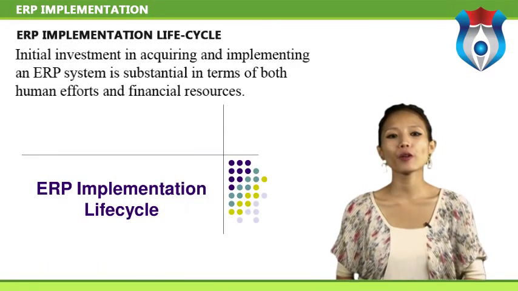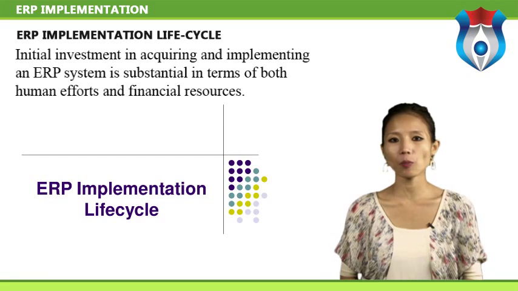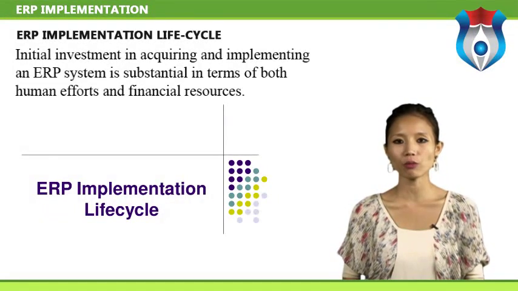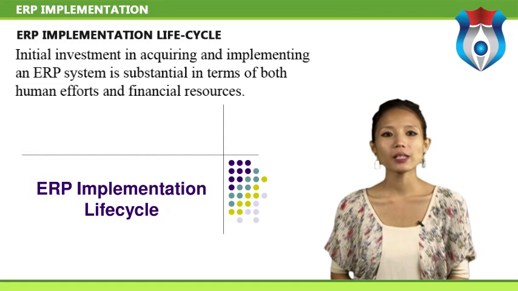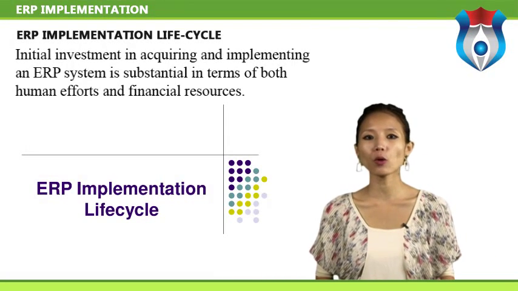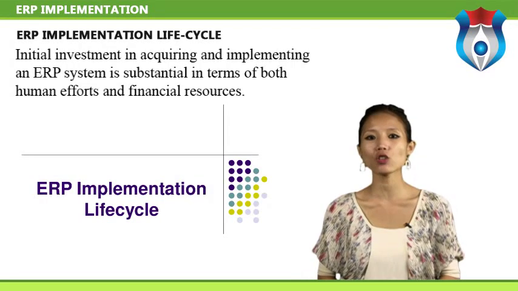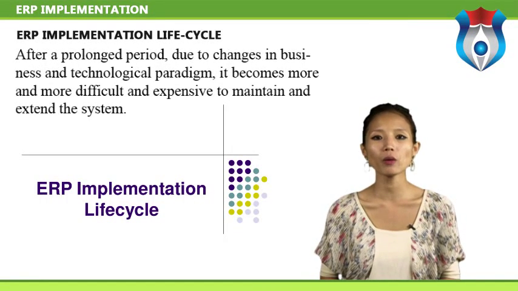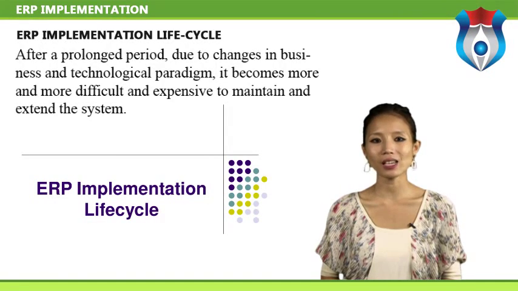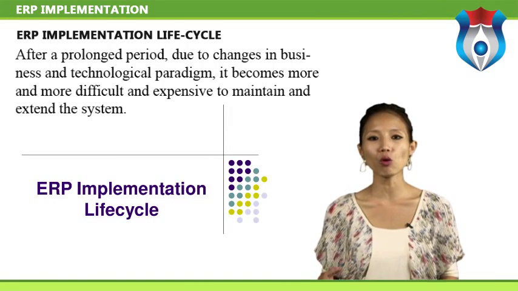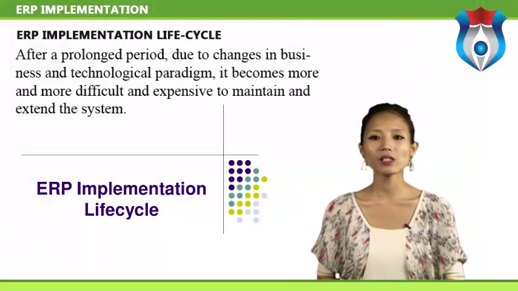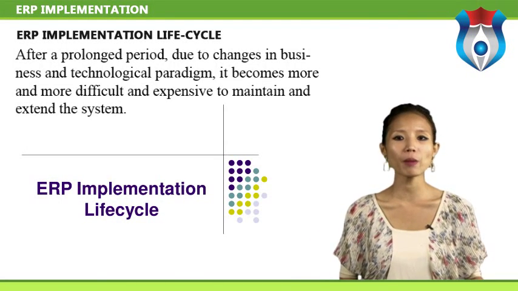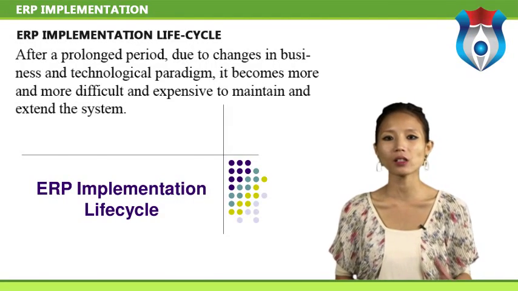Initial investment in acquiring and implementing an ERP system is substantial in terms of both human efforts and financial resources. After successful implementation, the system goes to maintenance mode and organizations start getting value out of the investment. After a prolonged period, due to changes in business and technological paradigm, it becomes more and more difficult and expensive to maintain and extend the system. The process of re-implementation and beginning of a new cycle starts.